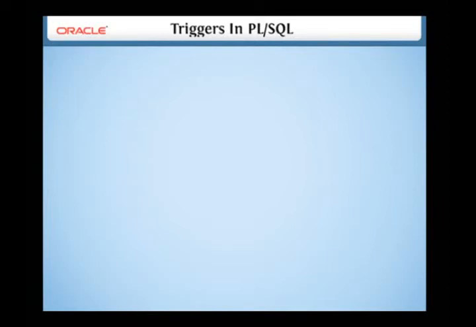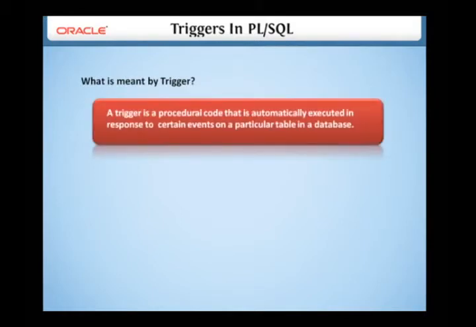Triggers in PL/SQL. Now we are going to see an interesting concept in PL/SQL called triggers. What is meant by a trigger? A trigger is a procedural code that is automatically executed in response to certain events on a particular table in a database. There are three triggering events that cause triggers to fire.